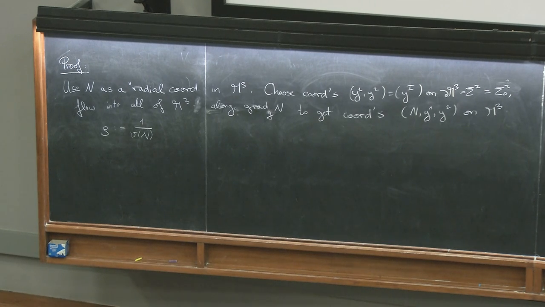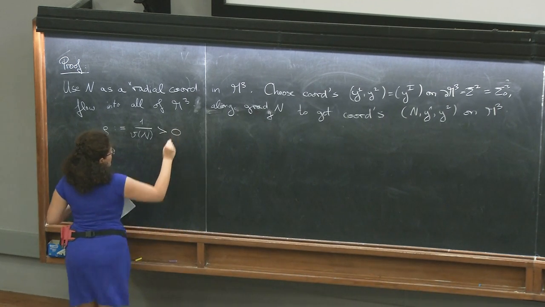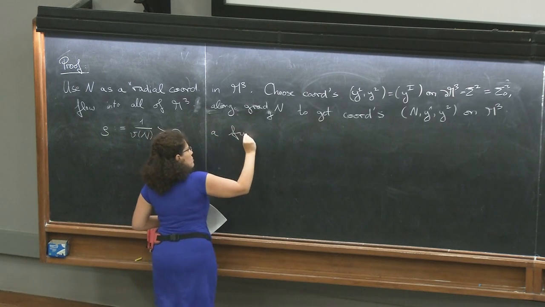So now for any point, this function rho is defined as follows. Take a point in the manifold. It will sit exactly on one of those level sets. So it will have a value of n, and that will be its n coordinate, and it will also have a y1 and a y2 coordinate, of course. But it also will have a normal derivative of n to this surface evaluated at it. This is a number, and this is how the function rho works. And because n is growing, this is a positive function. So this is really a function on M3.